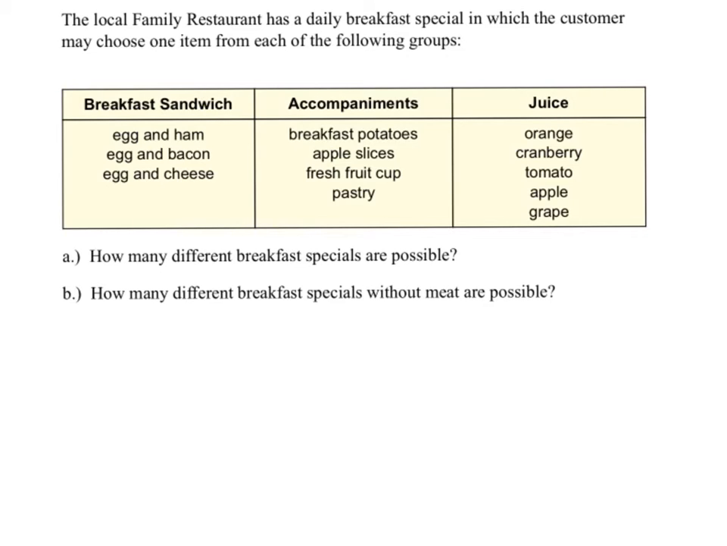Let's do a few quick examples. So this is a family restaurant breakfast special menu, and I need to figure out what I want to eat. So question A asks me, how many different breakfast specials are possible if I pick 1 breakfast sandwich, 1 accompaniment, and 1 juice? So the way that I could do that is using the counting principle. I have 3 options here, I have 4 options here, and I have 5 options here. The way that this works is you just multiply them all together. And all that says is that I have 60 different combinations that are possible to me.